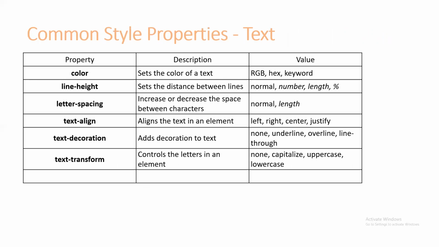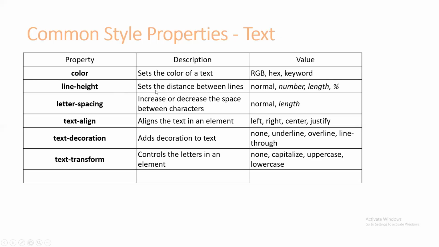So, some common style properties for the text. For text, there are a number of properties available that we use to make our text designing attractive to the user. These properties are color. Color is used to set the color of the text. Whenever we want to set any color, we can specify it in a hexadecimal format or RGB, or we can directly specify the color name.